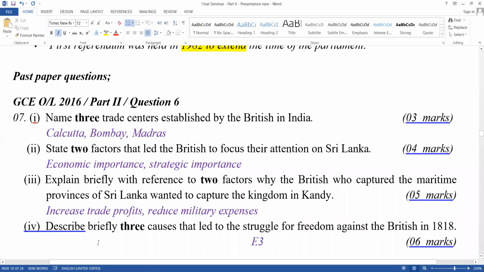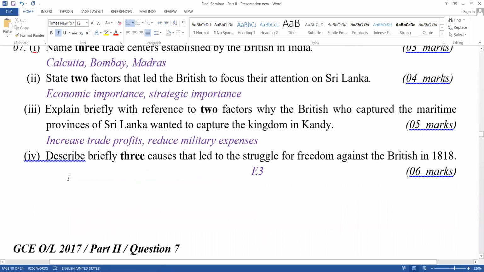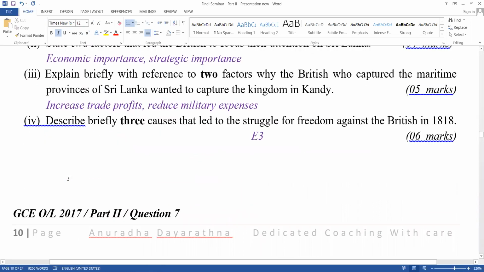And describe briefly 3 causes that led to the struggle for freedom against the British in 1818. E3 is the answer. I gave the complete answer for this: the reasons for the 1818 struggle for freedom. So, 2017. Okay, 2017.